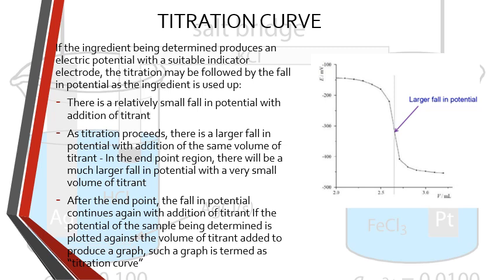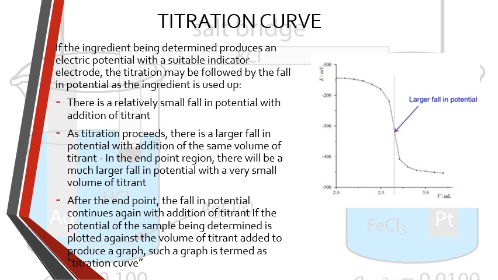If the ingredient being determined produces an electric potential with a suitable indicator electrode, the titration may be followed by the fall in potential as the ingredient is used up. This is a relatively small fall in potential with addition of titrant. As titration proceeds, there is a large fall in potential with addition of the same volume of titrant. In the endpoint region, there will be a much larger fall in potential with a very small volume of titrant.